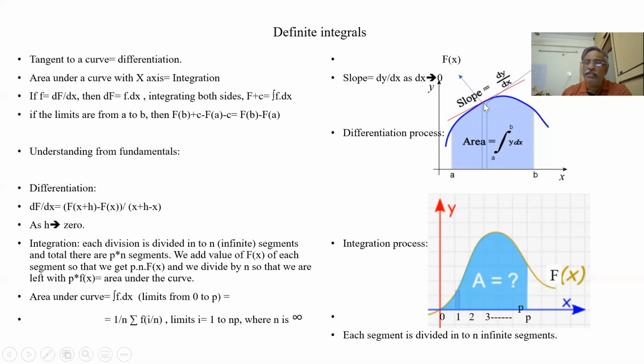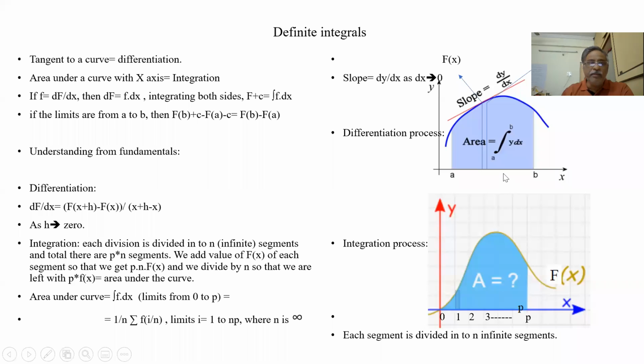So what is tan theta? Tan theta is y by x. So dy by dx is tan theta; as dx tends to 0, this becomes the differentiation. But in integration, we are getting the entire area between the limits, from a to b.